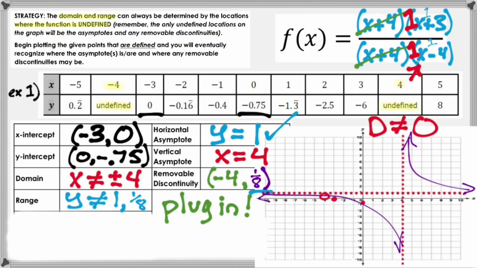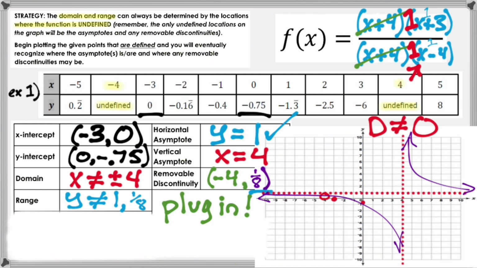You have your asymptotes dotted in red. You have the removable discontinuity estimated there. Plot both your x and y intercepts, and then you can make a rough sketch. And all of these coordinate points could have also been plotted just to give you a better picture, which I would recommend you do on the next practice problem.